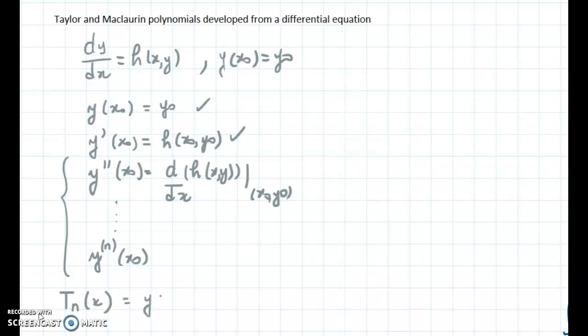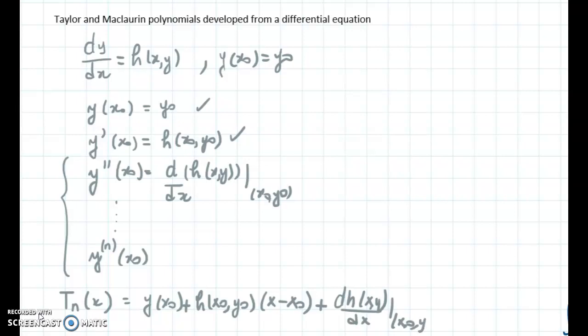as, well, the first term is y at x0. Then we are going to have the derivative of y at x0, so the function h evaluated at x0, y0, multiplied by x minus x0, plus the second derivative, that's the derivative of h with respect to x evaluated at x0, y0. That has to be multiplied by x minus x0 squared and also divided by 2 factorial, so by 2, and so on. I ran out of space, but I'll write the n-th term over here.